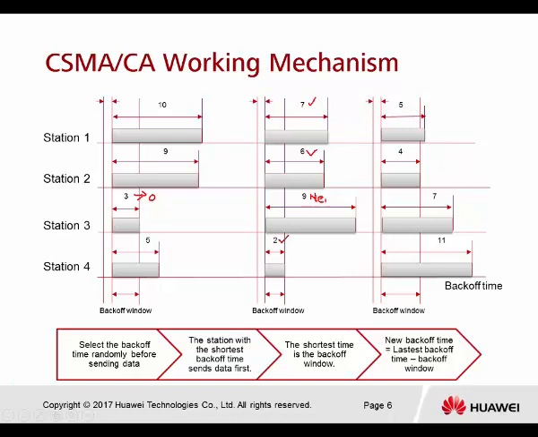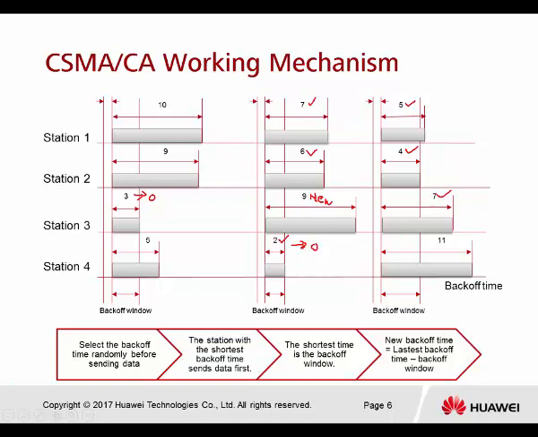The back-off window size is 9. So now check again: 7, 6, 9, and 2. We notice station number 4 has the highest priority and can forward. After 2 seconds, station 4 can forward the frame, so this one becomes 0. After 2 seconds have passed, 7 becomes 5, 6 becomes 4, and 9 becomes 7.